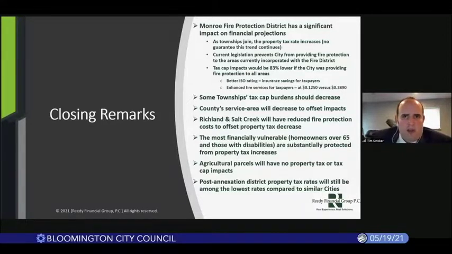Again, current legislation does prevent the city from providing fire protection to the areas currently incorporated with Monroe Fire Protection District. The property tax cap impacts would be roughly 83% lower if the city was able to, and was willing to, provide fire protection to all annexation areas. There would also be a better ISO rating for residents, which should be an insurance savings, and there would be enhanced fire services for taxpayers. And the city could do it at a rate of 12.5 cents versus 38.9 cents.